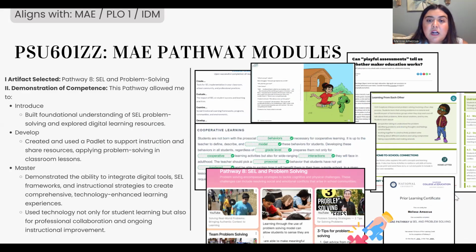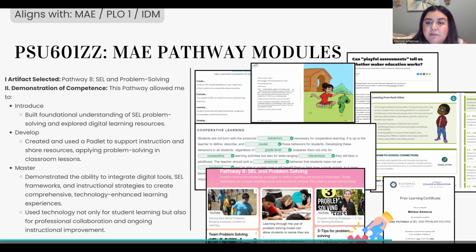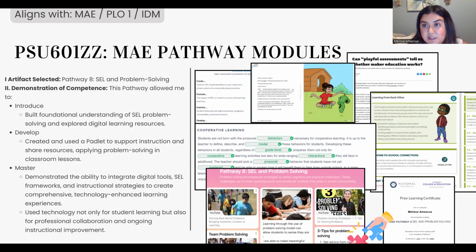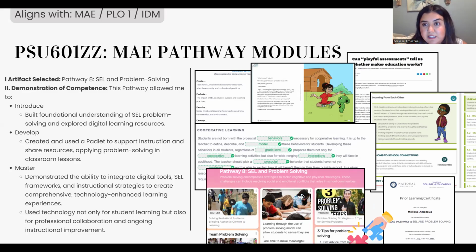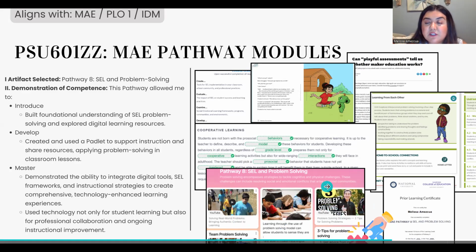And similar to the last one, I was developing tools like a Padlet to teach students, not only students, but to teach adults in education about how we can use the SEL framework to work on problem solving. So I embedded some videos that can be shared with students. These were a little bit more for the upper grades age range, and some talking points that educators can use to have these discussions in the classroom.